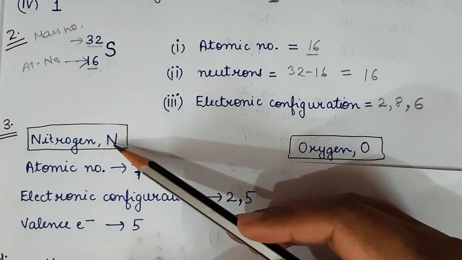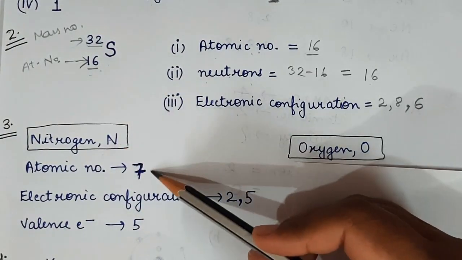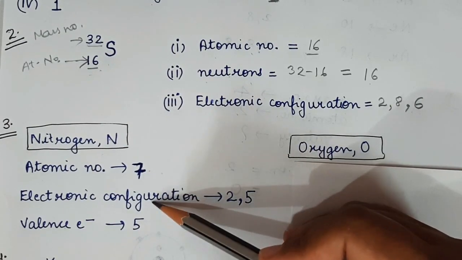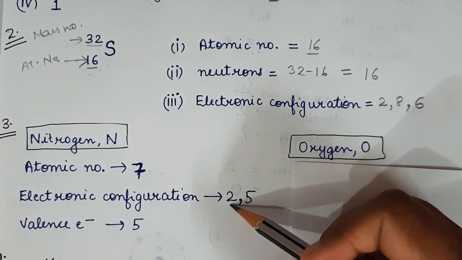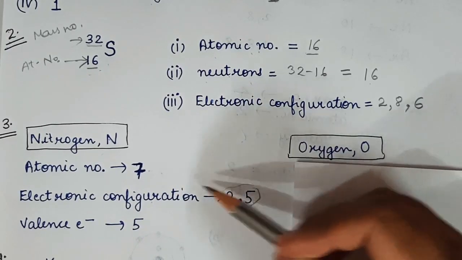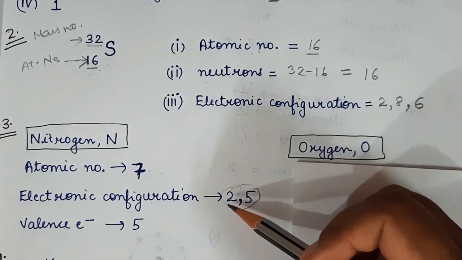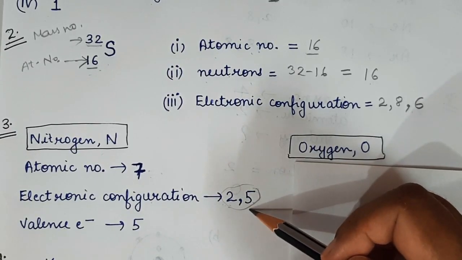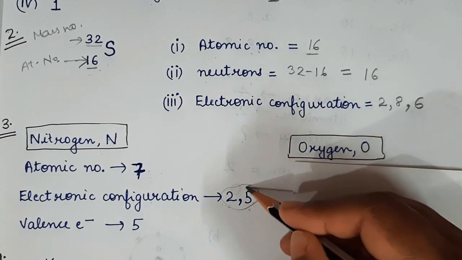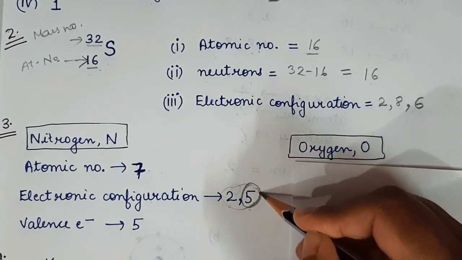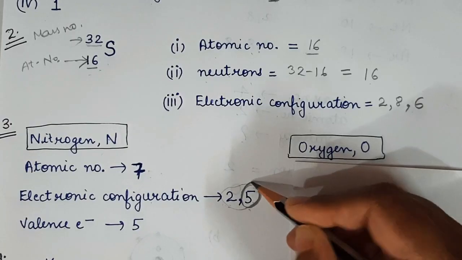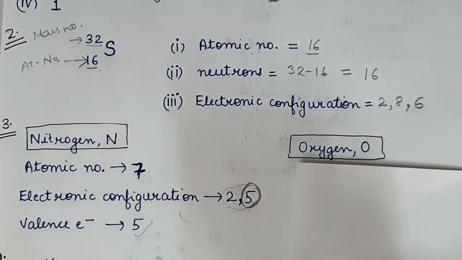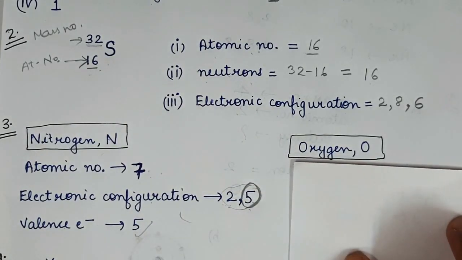For nitrogen, what is the atomic number? 7. Now you have to write the electronic configuration. So it will be 2, 5. Total gives 7. So electronic configuration is 2 in the first shell, 5 in the second shell. So what are the valence electrons? Electrons present in outermost shell. So this is the outermost shell. So the electrons are 5. So valence electrons 5.